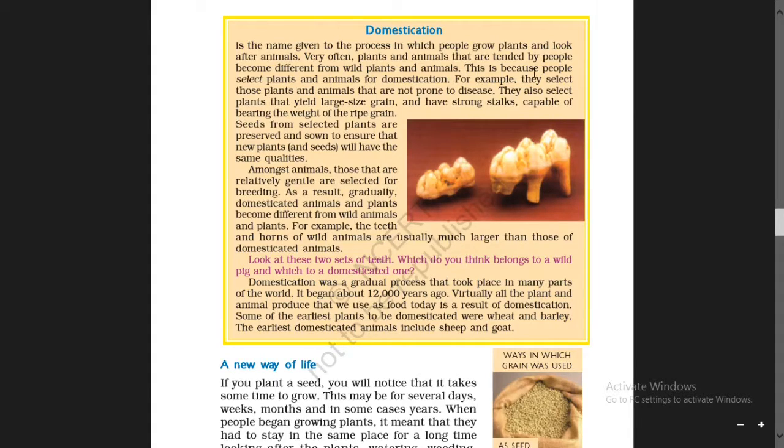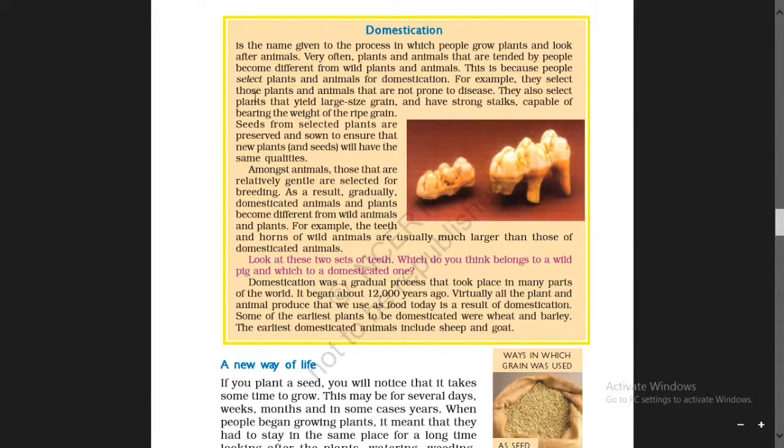This is because people select plants and animals for domestication. For example, they select those plants and animals that are not prone to disease. That means which are not affected by disease. By eating those, none of the animals would fall sick. For that reason, they select those plants and animals.